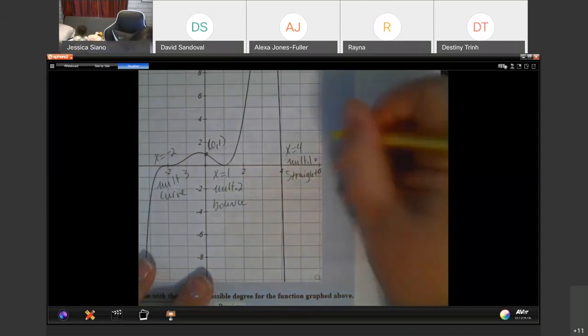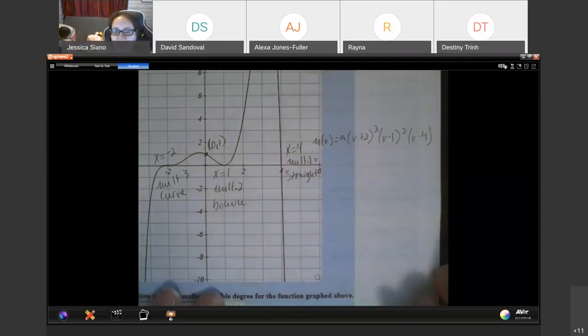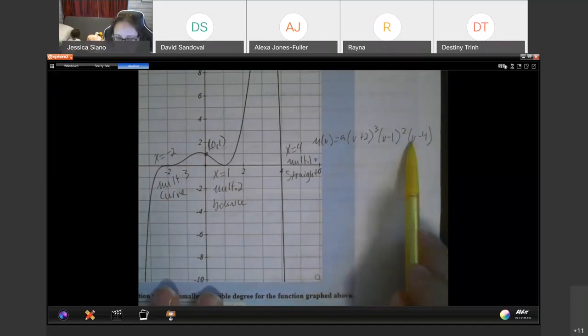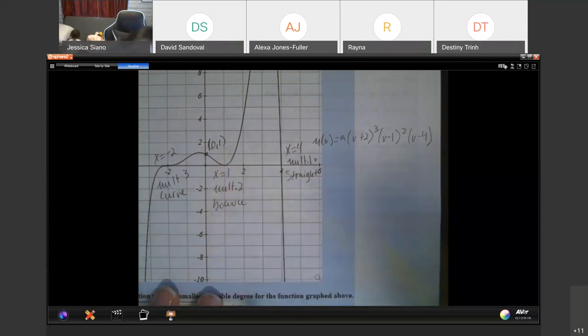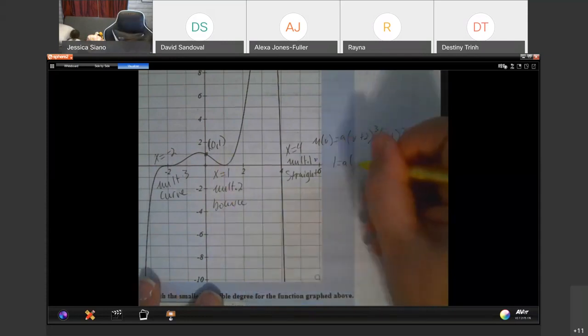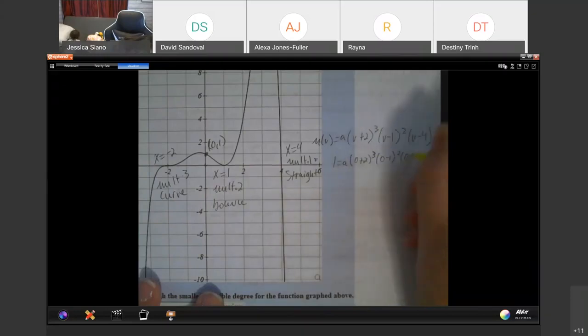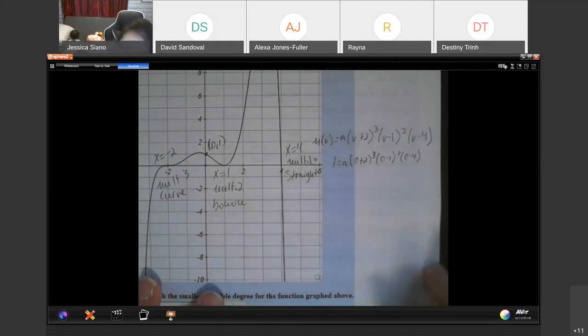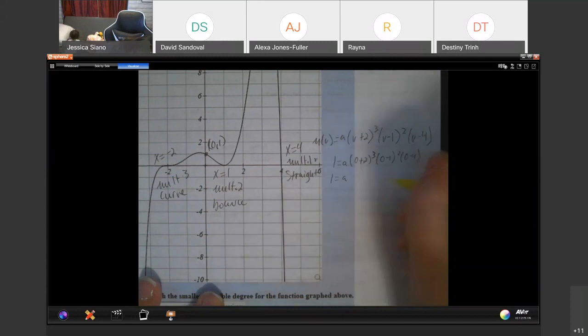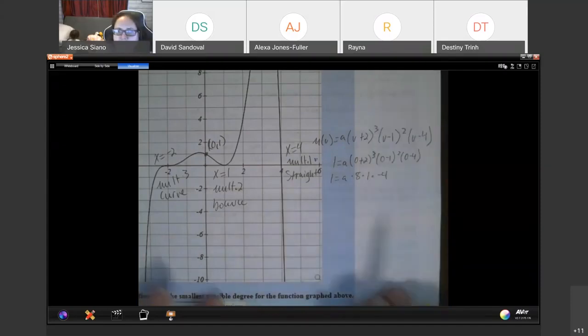So here, I'm going to say m of v equals, we don't know the leading coefficient, so I'm going to put in a as a placeholder. And if I plug in a 0 for v, I should get a 1 for y. So I have 1 equals a times 0 plus 2 cubed, 0 minus 1 squared, 0 minus 4. A times 8 times 1 times -4. Right? 2 cubed is 8, -1 squared is 1, and then just the -4.